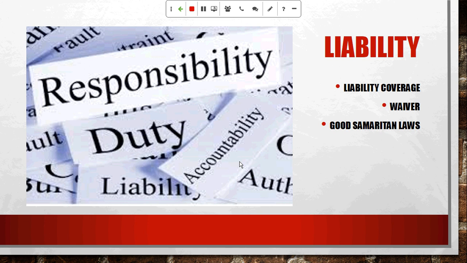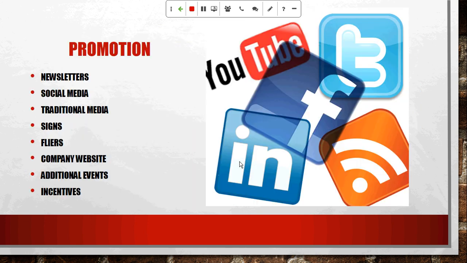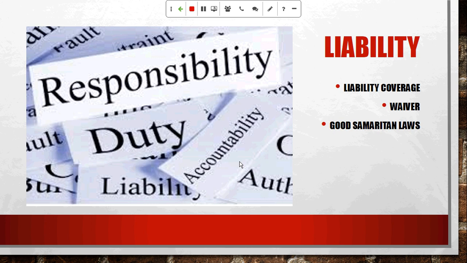Next, we'll move on to promotion. Oh, one more thing I forgot to mention about liability is another thing to consider is your state's Good Samaritan laws. For example, in the state of Nevada where I reside, the Good Samaritan laws only cover emergency medical care in a public setting.